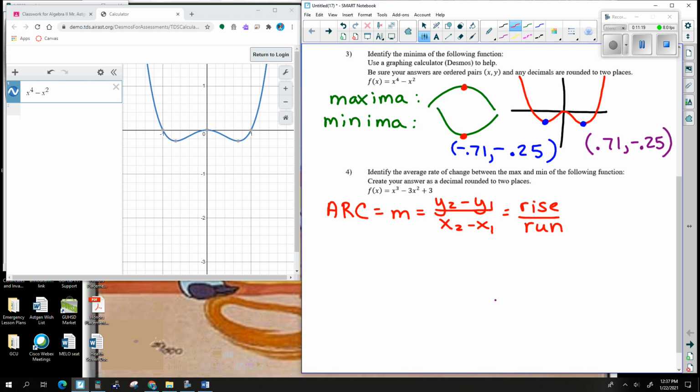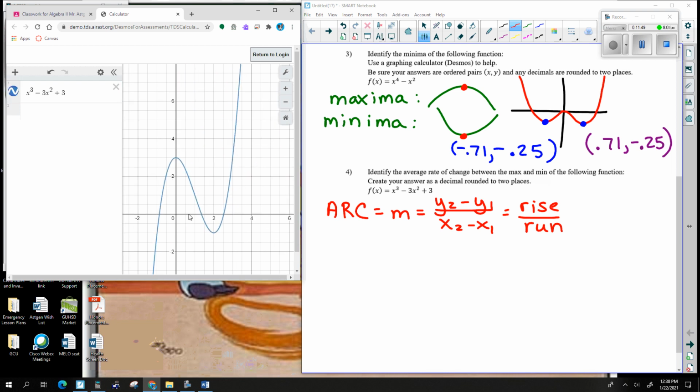So if they're asking for an average rate of change, they want to know what is the slope between the two places that they figured. So if they say identify the average rate of change between the max and the min of the following function, let's take a look at that function in our calculator here. So we have x to the third minus 3x squared plus 3.